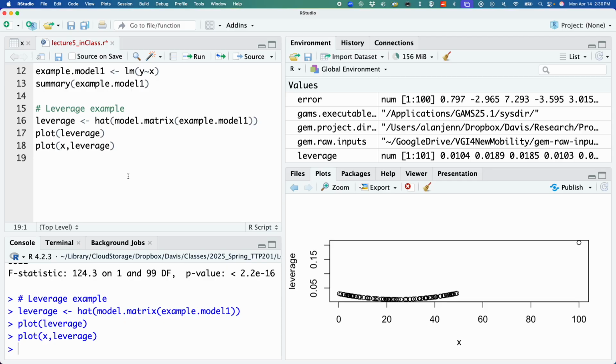Okay. Any other questions about leverage? So let's talk about influence.